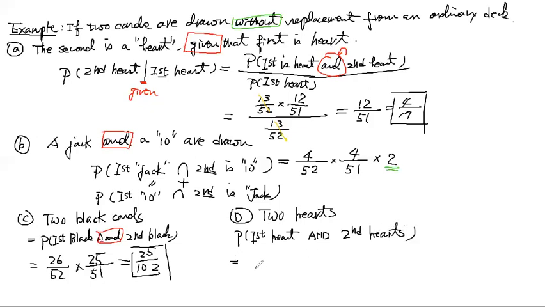So the first one is a heart. I have 13 hearts out of 52. Then after you take one out, you have 51, and then you have 12 hearts again, right? So that's why this answer will be 1 over 17 here. Do you see that? So every time you see the keyword, like we said, the keyword here is "and", right?